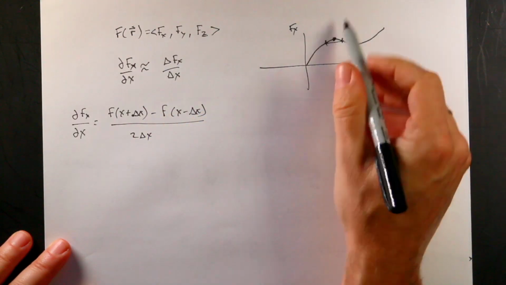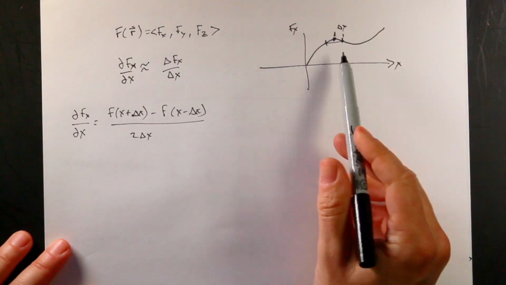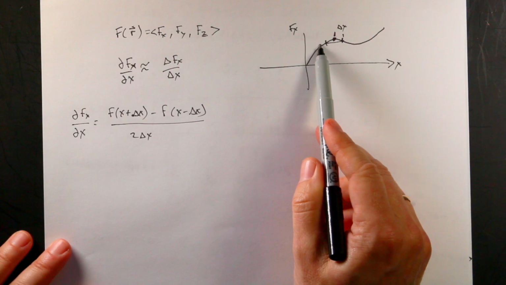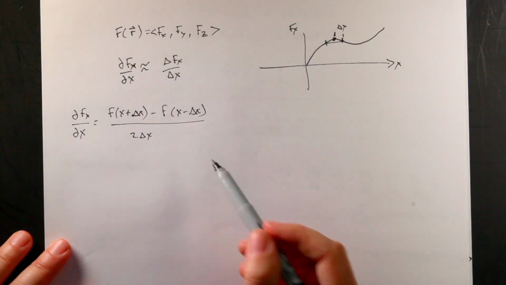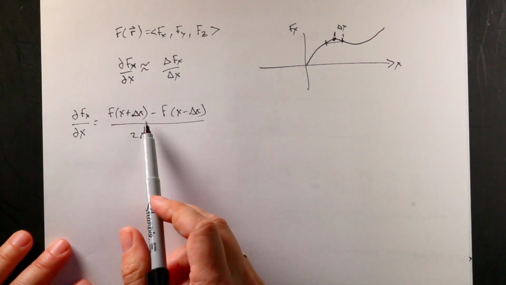Because if this step size from here to there is delta x, then the step from here to there is twice that, right? So I'm going to go forward delta x, I'm going to go backwards delta x. And I'm going to take the difference in those functions, and I'm finding the slope. I'm finding the slope of this line as it changes in the x direction.